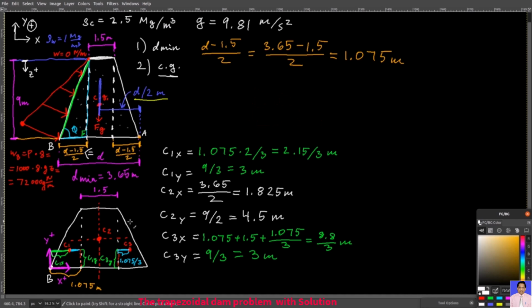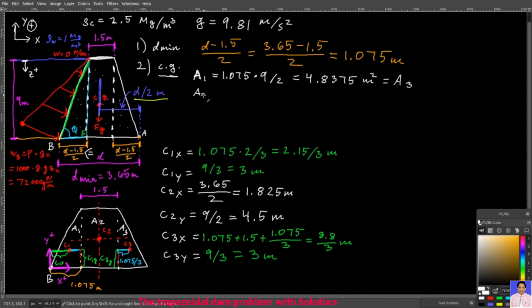We first calculate the areas of the three sections of the dam. So let's call this area A1, then this one A2, and this one A3. A1 equals, now this side is 1.075 meters, then I multiply that by the height of the dam, and I divide it by 2, and in the end I will have 4.8375 meters squared, and that's my A1, and that's also my A3.